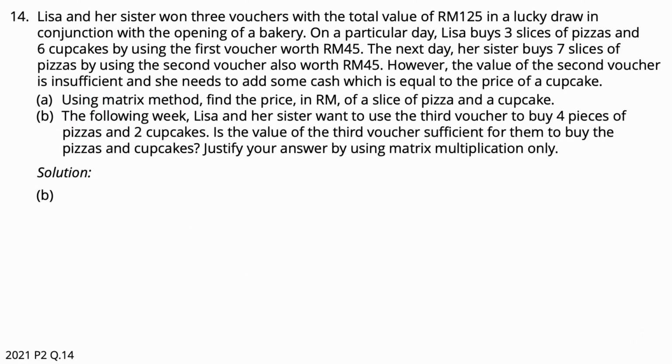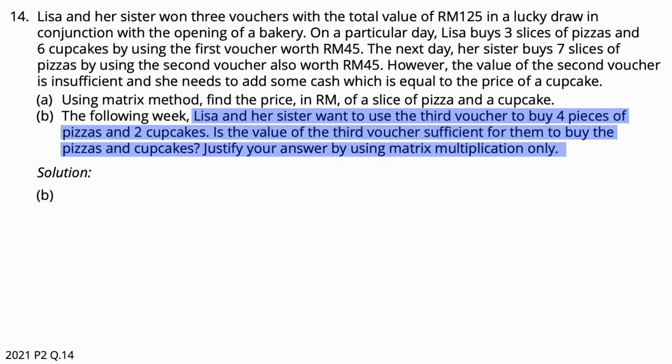Question 14b. Lisa and her sister want to use the third voucher to buy 4 pieces of pizza and 2 cupcakes. Is the third voucher sufficient for them to buy the pizzas and cupcakes? Justify your answer by using matrix multiplication only. The 3 vouchers reach a total value of 125 ringgit Malaysia. The remaining value of the third voucher equals 125 minus 45 minus 45 equals 35.